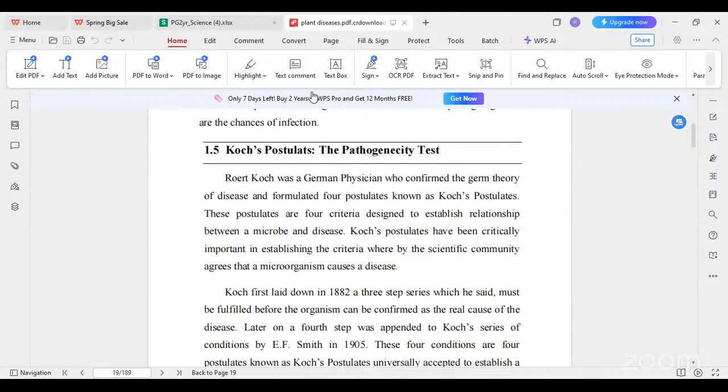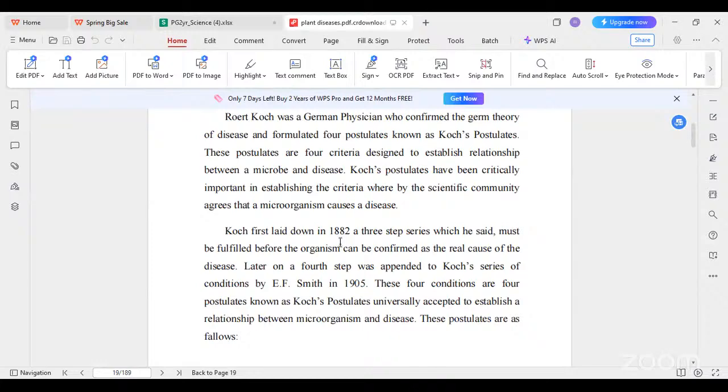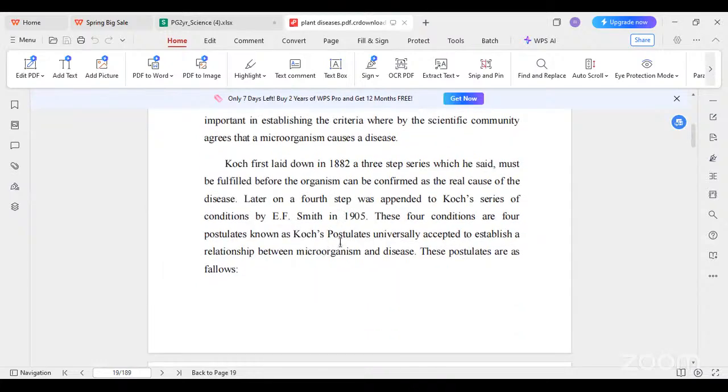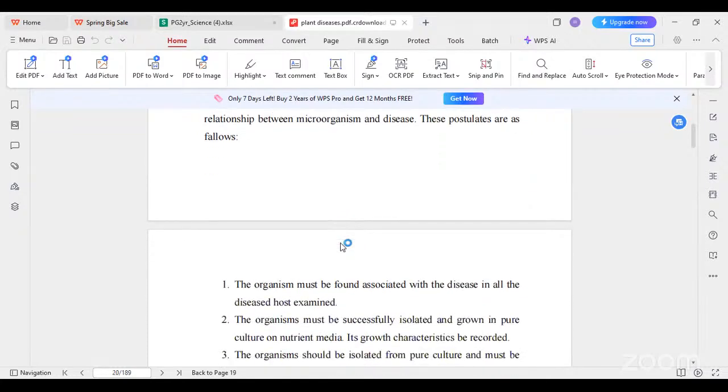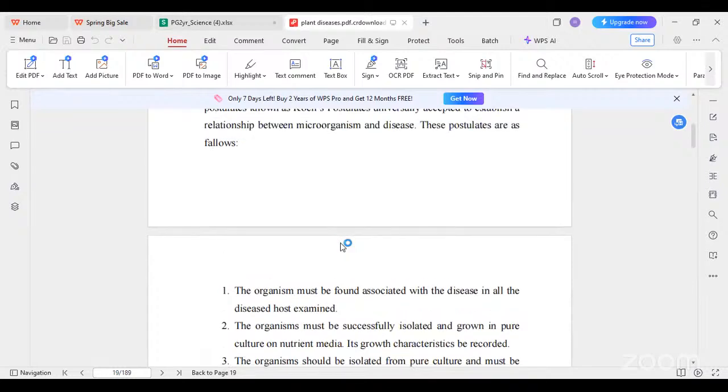Koch first laid down in 1882 a three-step series which he said must be fulfilled before the organism can be confirmed as the real cause of the disease. Later on, a fourth step was appended to Koch's series of conditions by E.F. Smith in 1905. These four conditions, known as the four postulates, are universally accepted to establish a relation between microorganism and disease. These postulates are as follows.